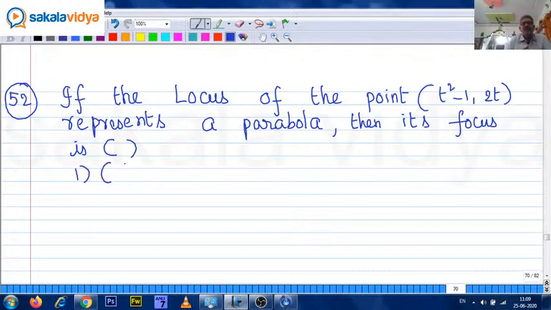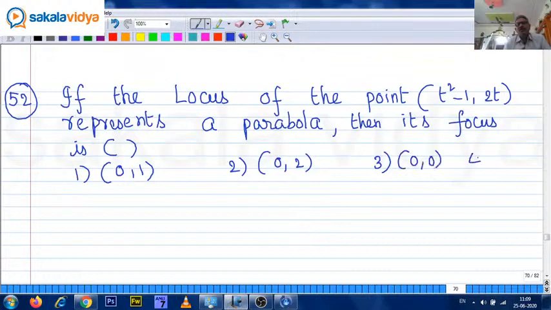First option is 0, 1. Second option is 0, 2. Third option is 0, 0. Fourth option is 1, 0. Right.